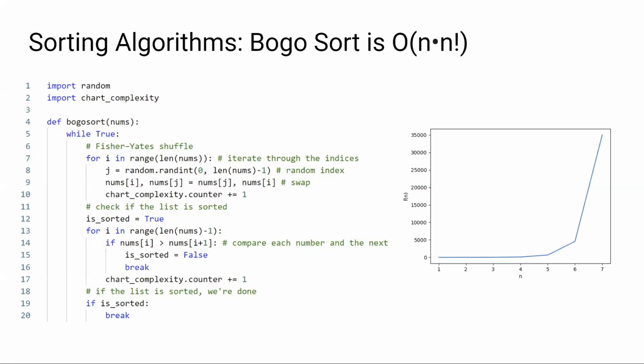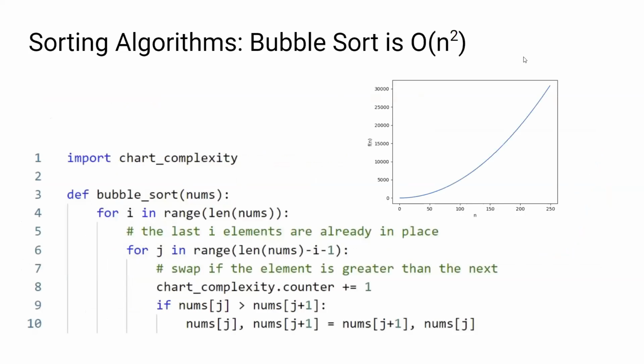So yeah, anyway, this function really explodes. You can see here, just for 7 numbers, we're already at 35,000 steps, which is pretty huge. So that's a terrible algorithm. Bubble sort, this is a really common one just because it's simple. Basically, you can already see right off the bat it's kind of an O of n squared operation because we have a loop within a loop.